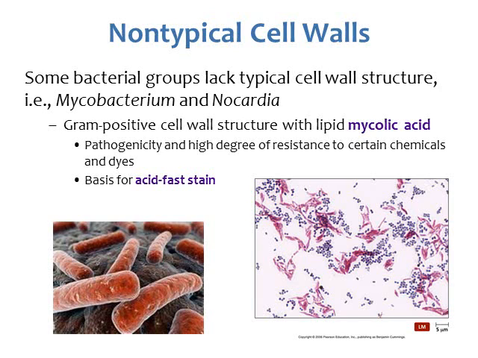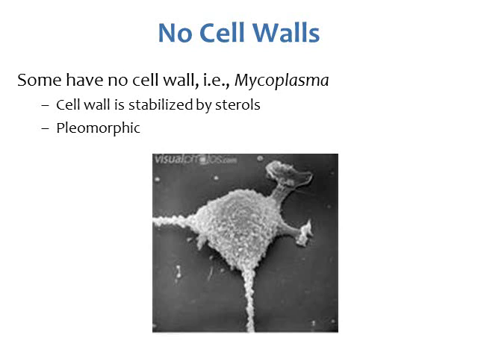So this mycolic acid that allows these cells to cause these horrible diseases like tuberculosis that I mentioned, it's the basis for the acid-fast stain. And we're going to be doing the acid-fast stain in lab. It's another type of differential stain used to identify acid-fast bacteria. And then finally, some bacteria can just have no cell walls. So Mycoplasma bacteria, their cell wall is stabilized by sterol, so a type of lipid. And these cells are pleomorphic, so they actually change shape because they don't have this rigid cell wall to them.